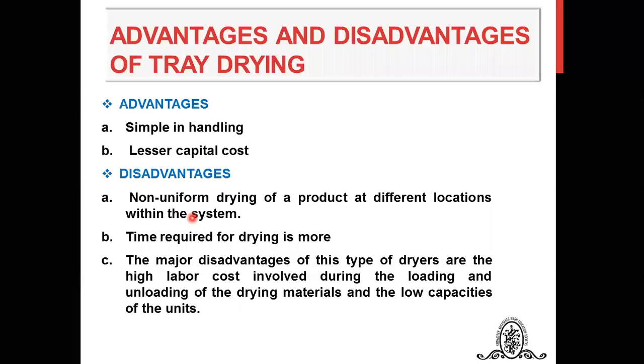Advantages and disadvantages of tray drying are: advantages are it is simple in handling process and it has a lesser capital cost. Disadvantages of this process are non-uniform drying of a product at different locations within the system, because if air is not moved inside the tray dryer uniformly, then all material does not get completely dried. Sometimes rotating trays are used inside the tray dryer for the uniform drying process.